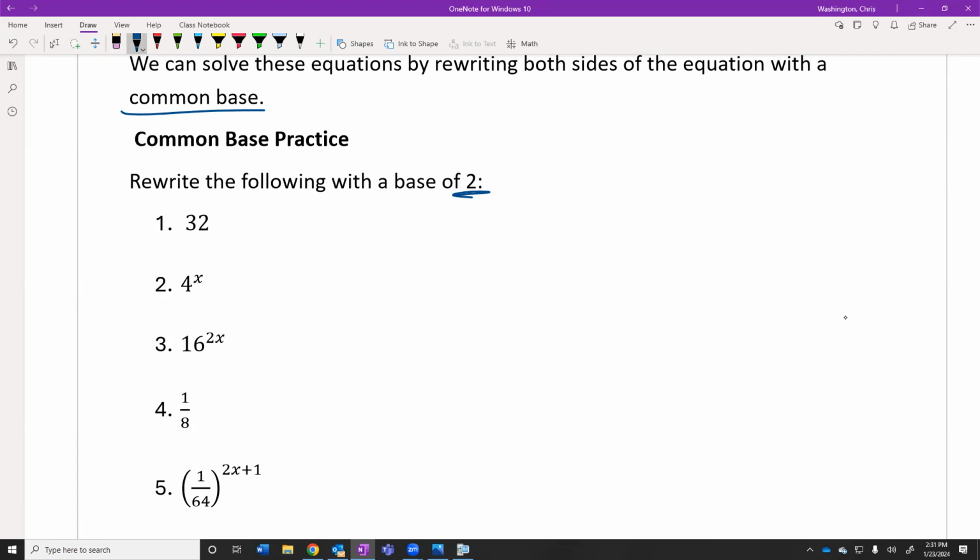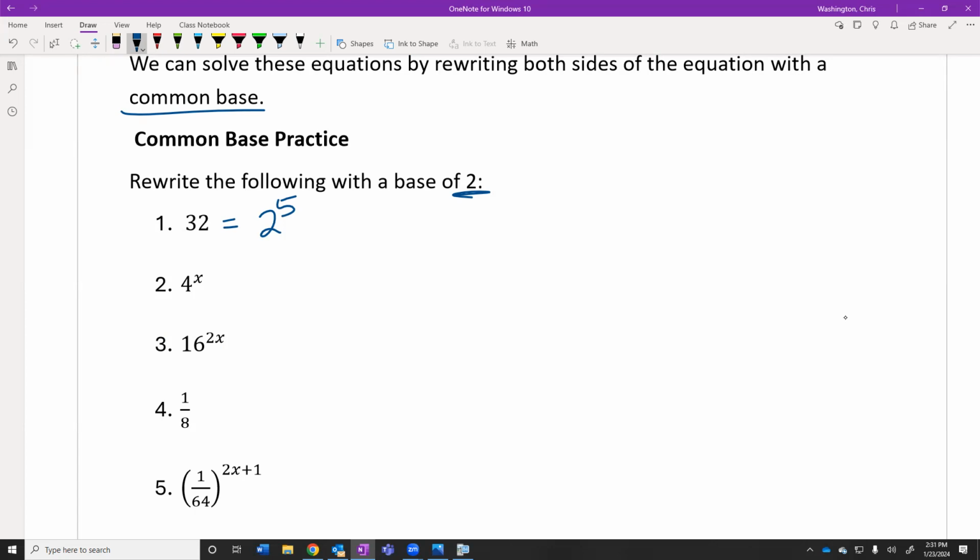So number 1, pretty simple. Look at your chart. Find 32 on there. 32 is 2 to what power? 2 to the 5th. We're done. That's it. 32 is 2 to the 5th power. Look on your chart if you need to.